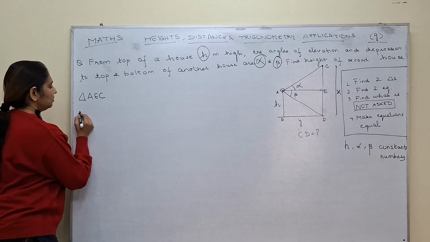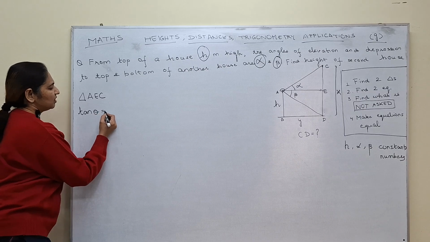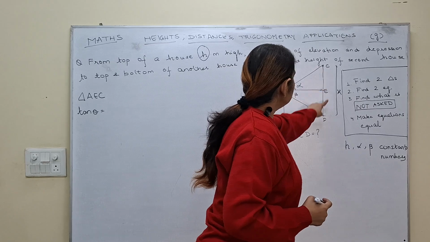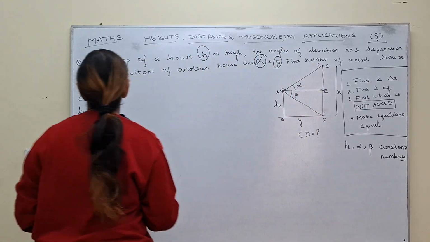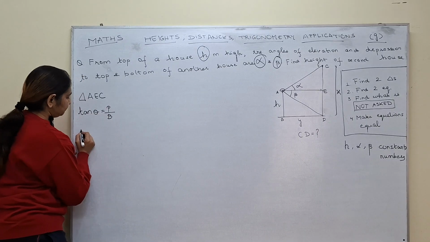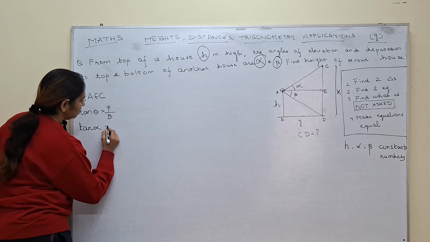tan alpha. We typically take tan, so no need to think too much. Tan is perpendicular upon base. So in this triangle, this upon this. Tan theta is perpendicular upon base. In the triangle that we're considering, it's alpha.